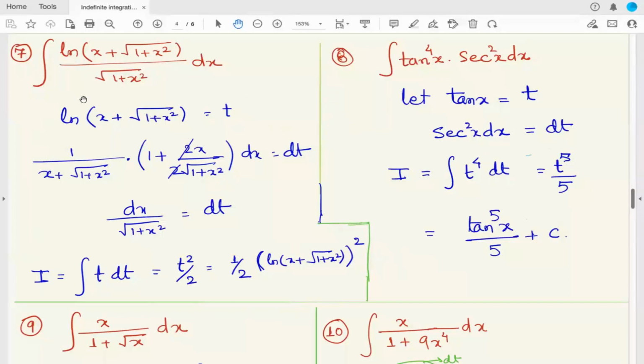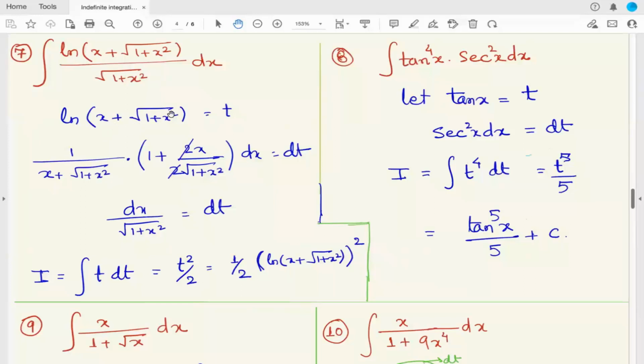Okay. Now we move on to the next question, which is ln x plus root under 1 plus x square, by root under 1 plus x square, dx. If we substitute this function as u, or whatever you want, and differentiate this function with the help of the chain rule, what do we get? The differentiation of ln, let us say it is u, with respect to u gives 1 by x plus root under 1 plus x square.